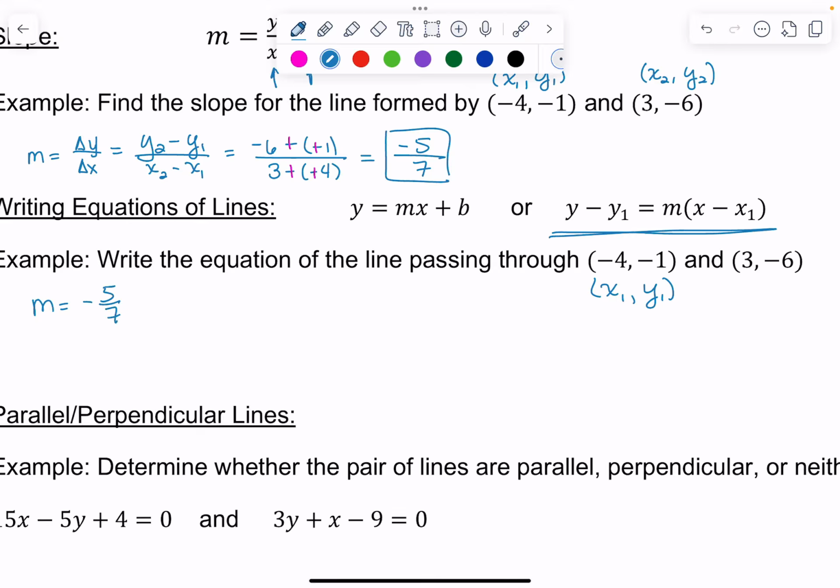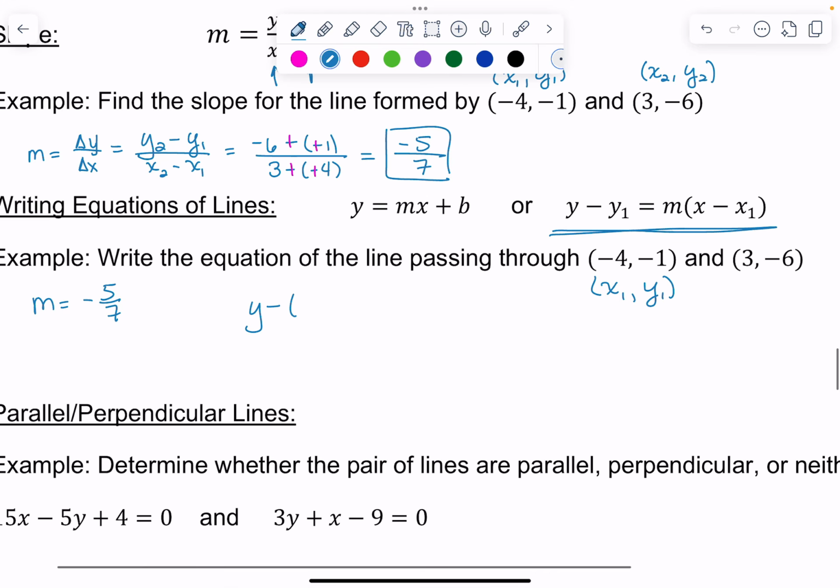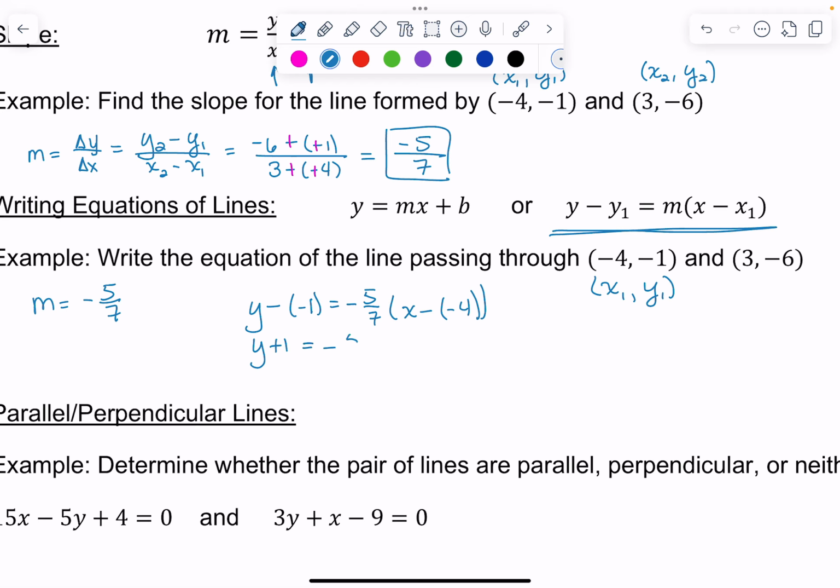So I'm going to use the second point. I'm going to say y minus my y1, so negative 1, equals negative 5/7 times x minus a negative 4. There's some ugly fractions going on here. I get y plus a 1 is equal to negative 5/7 x.